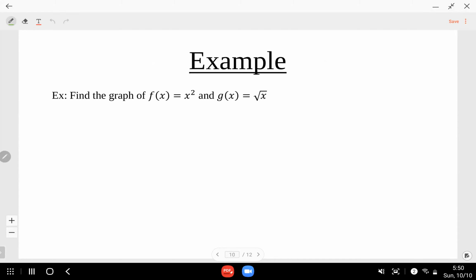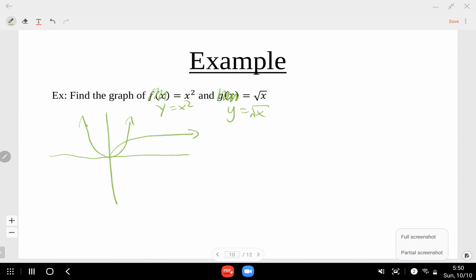All right, so find the graph of f of x equals x squared and g of x equals square root of x. All right, this is very easy, right? What you need to do is you just need to graph it. Substitute f of x for y. y equals x squared. You know that, right? Parabola. g of x, y equals square root of x. Looks like this. See? Very easy. So there's nothing fancy in graphing functions.